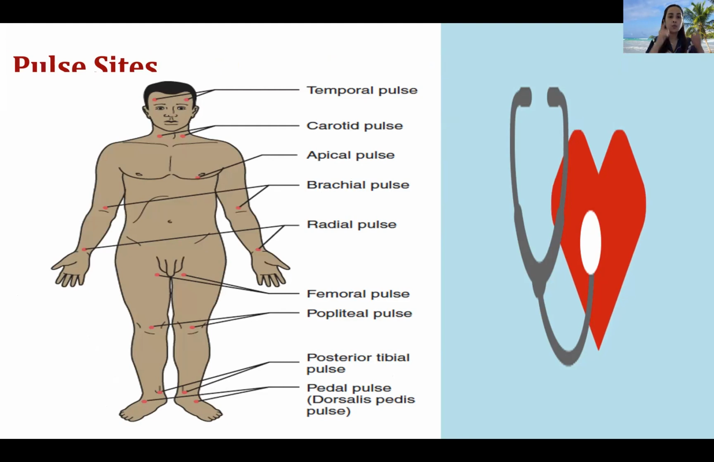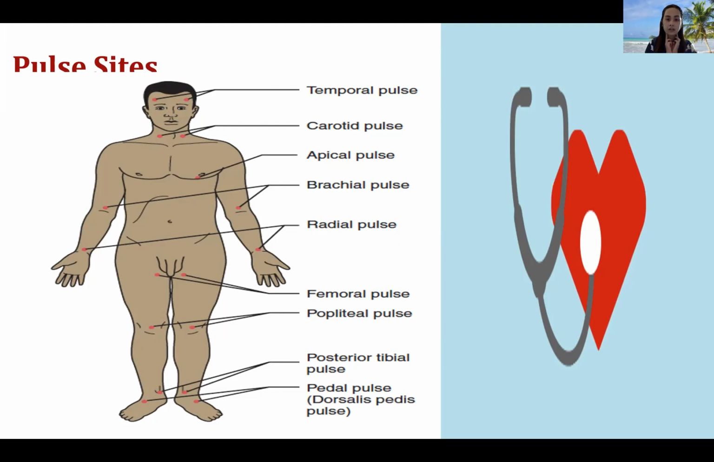We have two temporal pulses. If you just palpate the side of your forehead, this is where your temporal pulse is located. You will feel that there are pulsations present. So this is the temporal pulse.